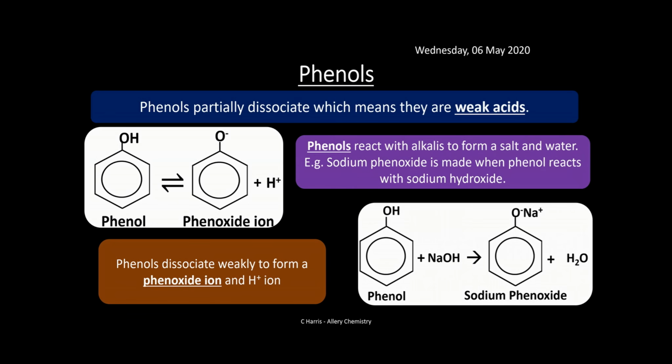So phenols react with alkalis to form salt and water. Because they're an acid, they react in the same way as acid-base reactions. So this is going to form salt and water. In this case, we're going to form sodium phenoxide. Exactly the same as what you do with a standard acid-base reaction, and we form water as well. So there's no difference there. It looks a little bit different because it's got a benzene ring stuck on it, but it's a similar type of reaction.